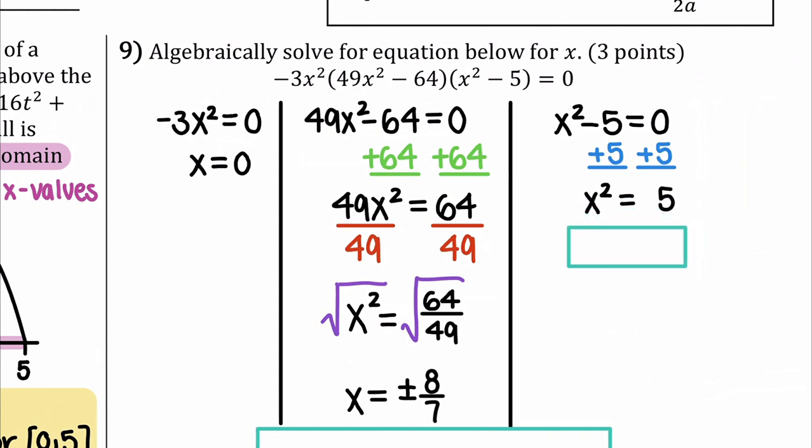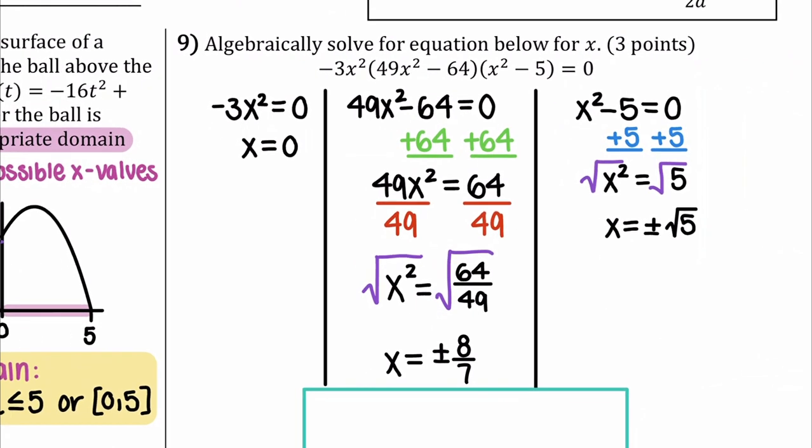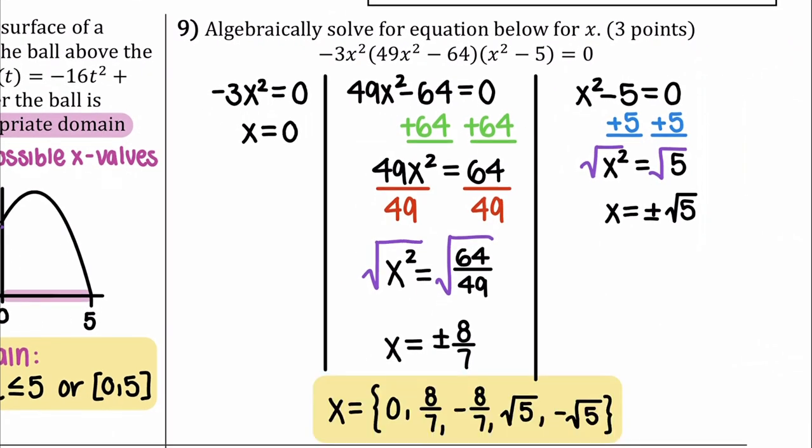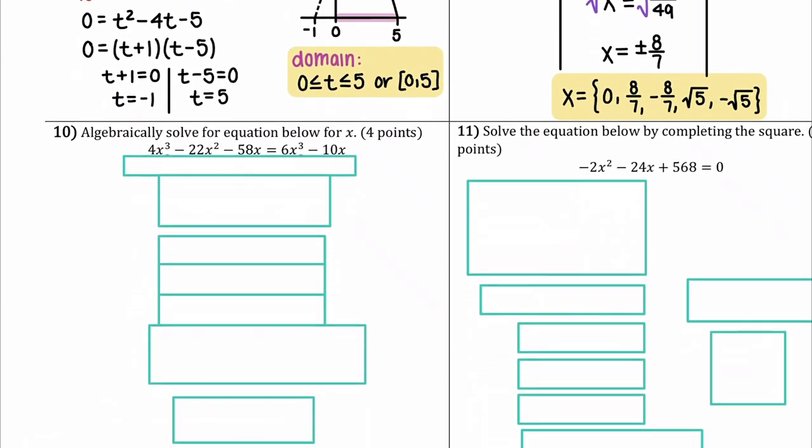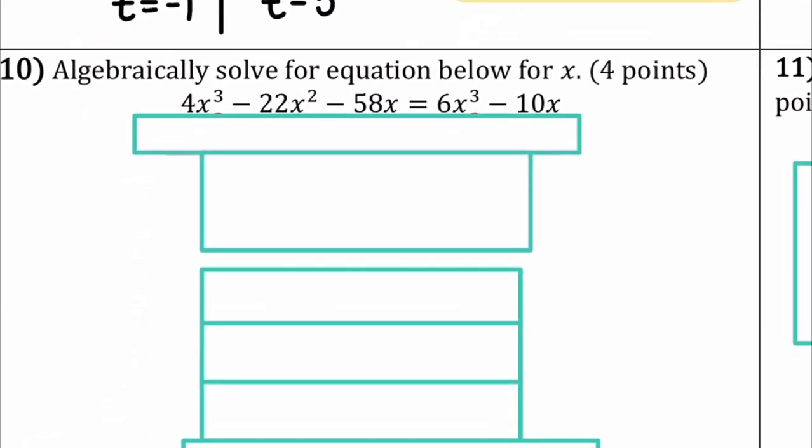And then for the last one, we can add 5 on both sides, giving us x squared equals 5. And once again, to eliminate the power of 2, we take the square root of both sides of the equation, thus giving us x equals plus minus square root of 5. And then that gives us our final solution set. We have 0, positive 8 over 7, negative 8 over 7, positive radical 5, and negative radical 5.